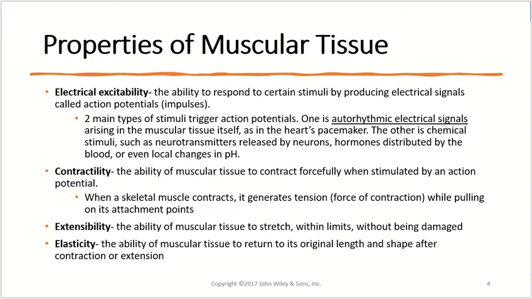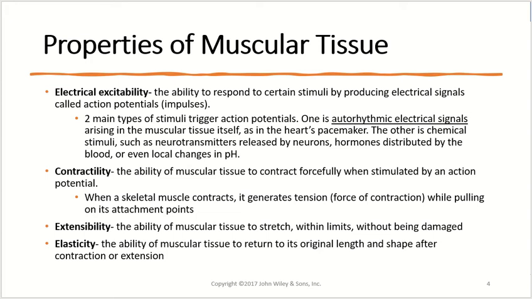Our next property or characteristic for muscular tissue is contractility. All right? So this is the ability of muscle tissue to contract forcefully when stimulated by an action potential. So when a skeletal muscle contracts, it's going to generate tension or force of contraction. This is done while pulling on its attachment points. This allows things to produce movement, essentially.